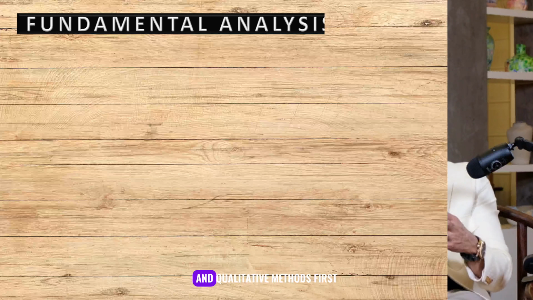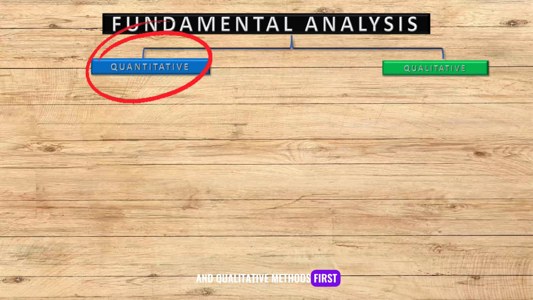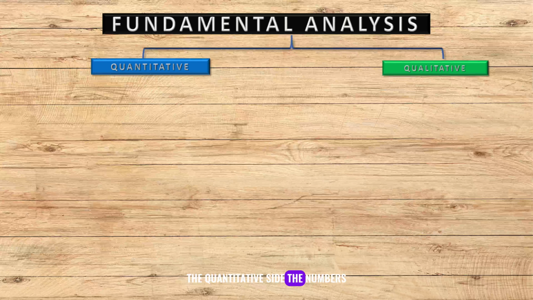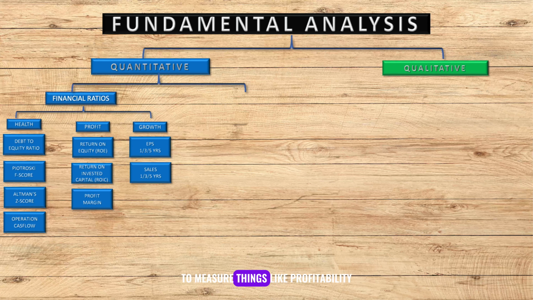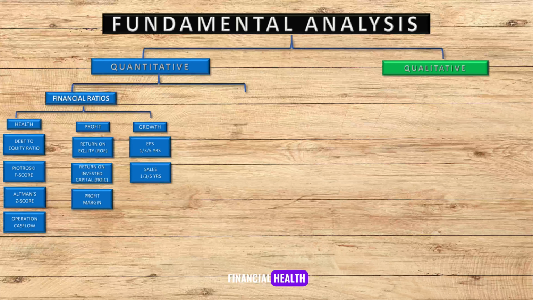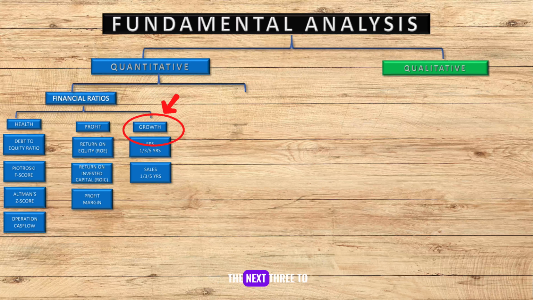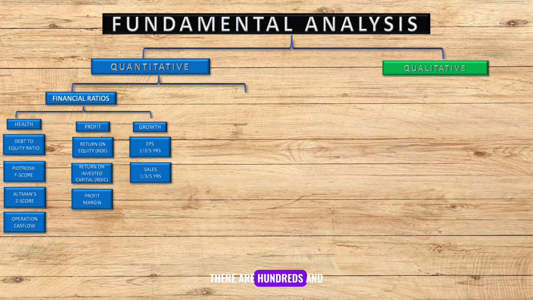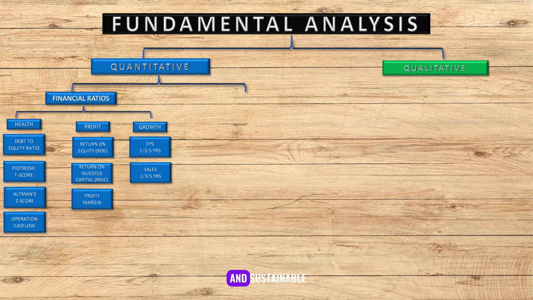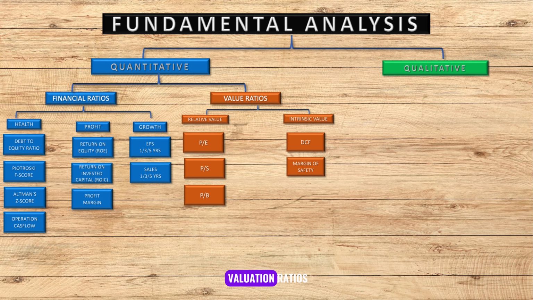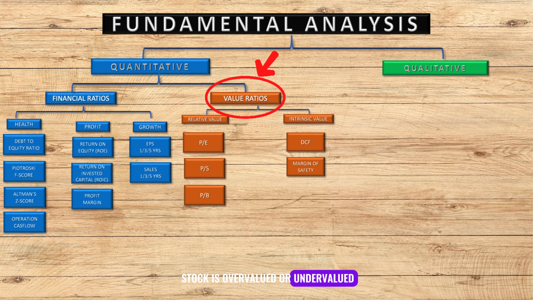Traditionally, this analysis is divided into quantitative and qualitative methods. First, the quantitative side, the numbers. The process involves digging into financial statements to measure things like profitability, financial health, and growth potential over the next 3 to 5 years. There are hundreds and hundreds of ratios to measure. Here we use only some of the financial ratios to see if a business is well managed and sustainable. Then we move into valuation ratios to determine if the stock is overvalued or undervalued.